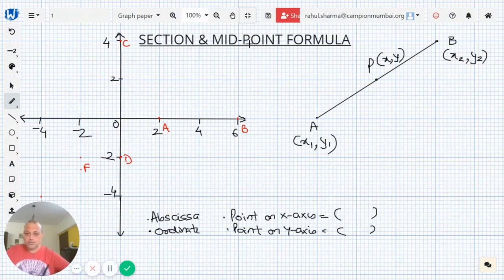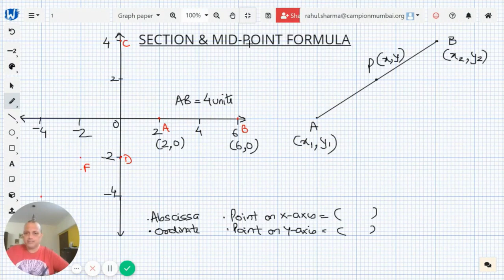Let's revise them. So let's say this is a Cartesian plane or XY axis, and I have to find the distance between point A and point B. Now how do I find that out? This point is 2, 0. This point is 6, 0. The distance between them is two boxes. One box is 2 units. Therefore, AB is equal to 4 units. We've done this many times.